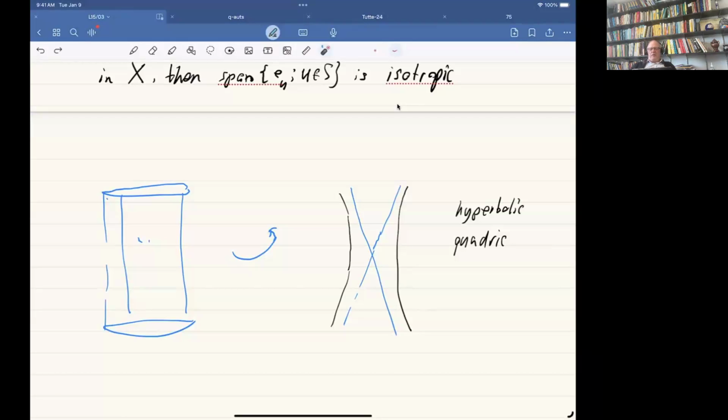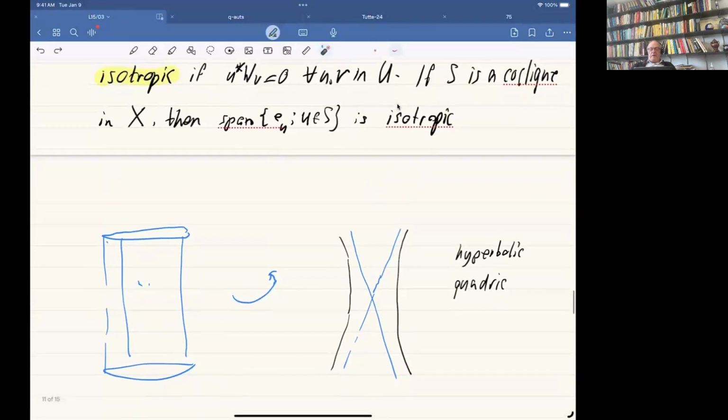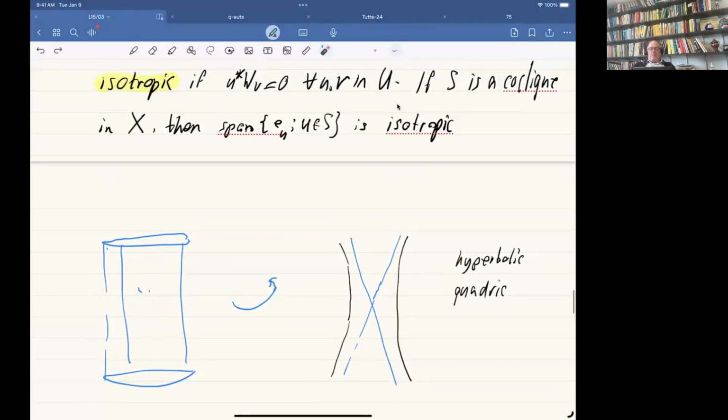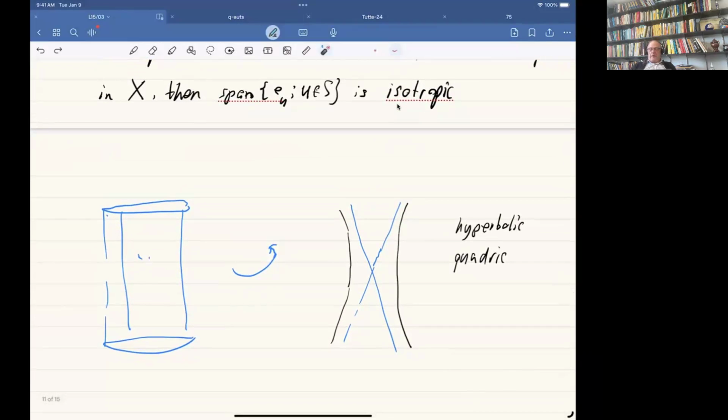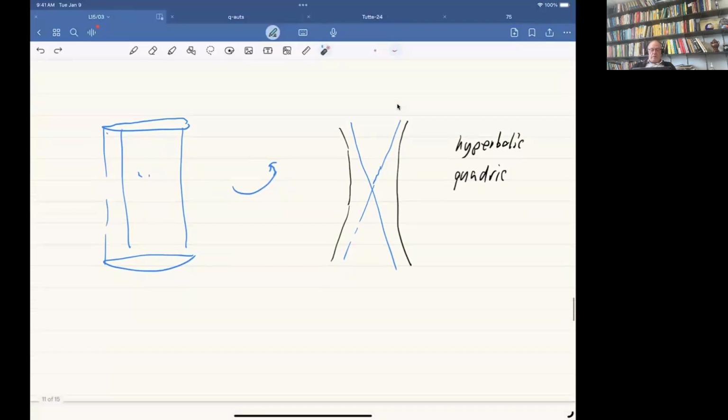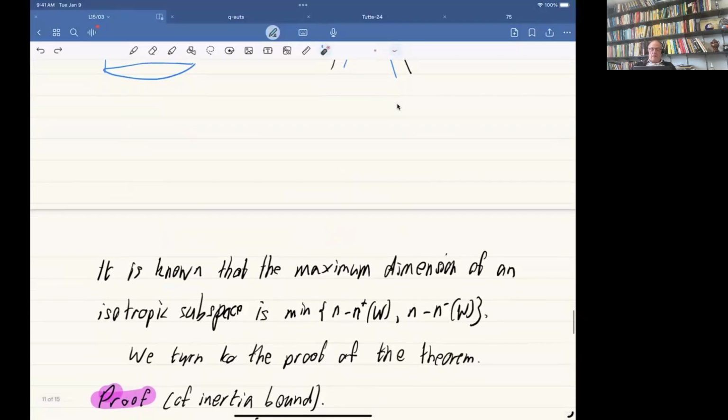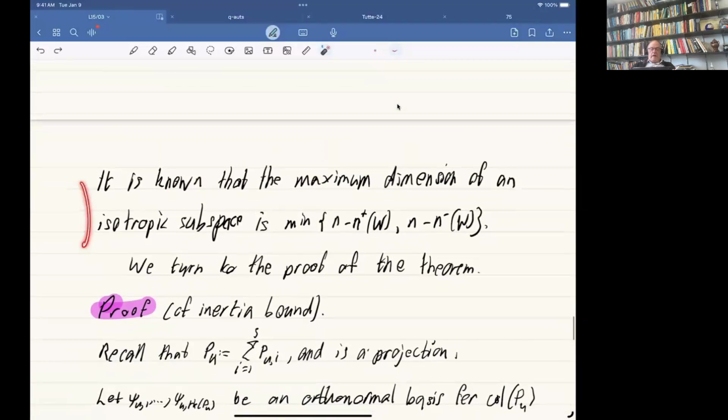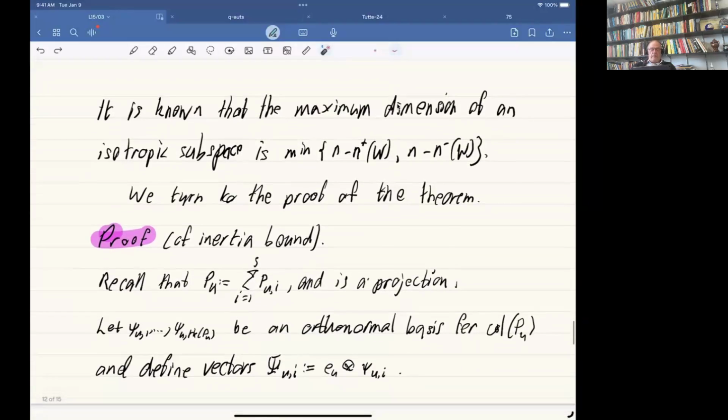Okay, and so what I'm giving you here are examples of an isotropic subspace on the surface. The conclusion is that if we have an isotropic subspace, it's bounded by the number of non-positive and the number of non-negative eigenvalues of the matrix defining the quadric. And that's exactly what I've just written here. And so we turn to the proof of the theorem.